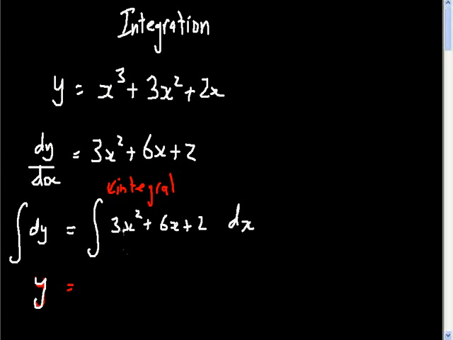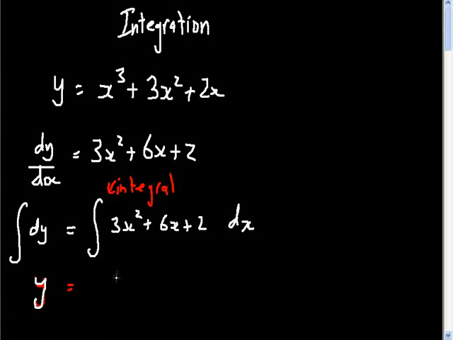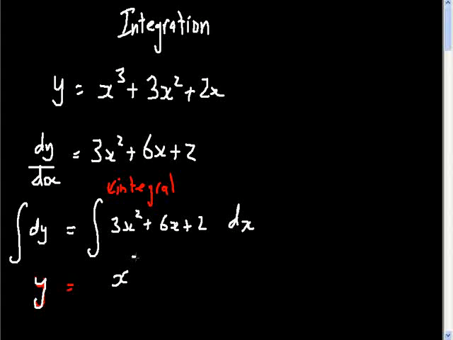You add a power to the x. The power that is already there is 2, so you add a power to it, and that's x to the power of 3. And then you divide by the new power: you divide the coefficient that you have already by the new power. And then you do the same for this.